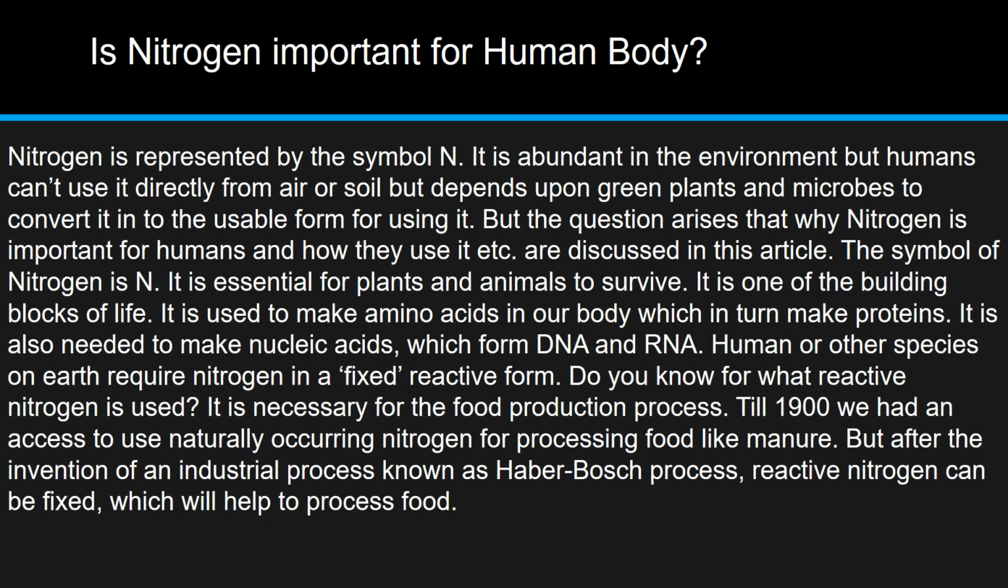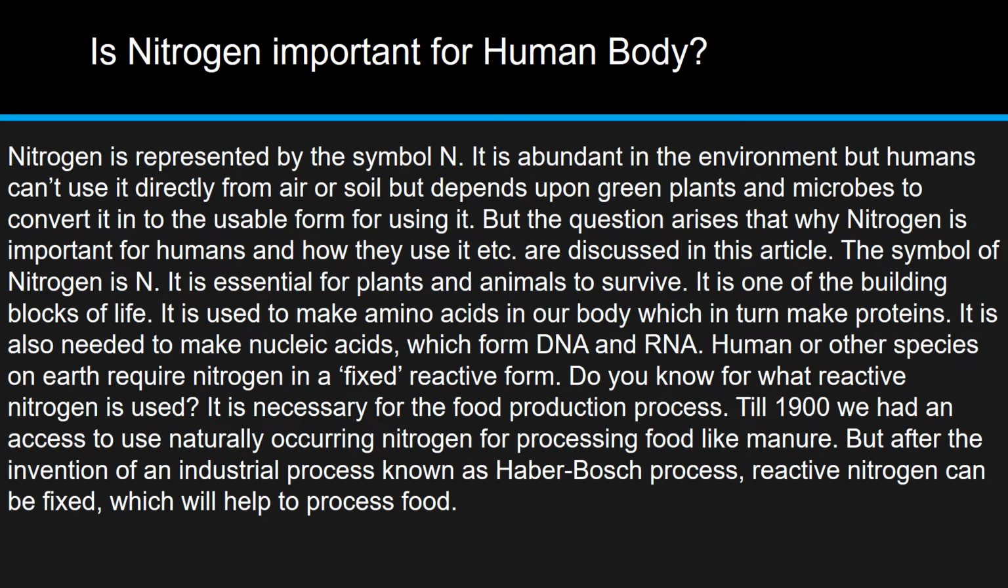The symbol of nitrogen is N. It is essential for plants and animals to survive. It is one of the building blocks of life. It is used to make amino acids in our body, which in turn make proteins. It is also needed to make nucleic acids, which form DNA and RNA. Humans and other species on Earth require nitrogen in a fixed, reactive form.